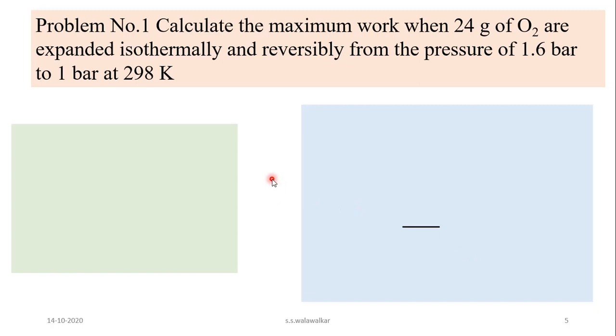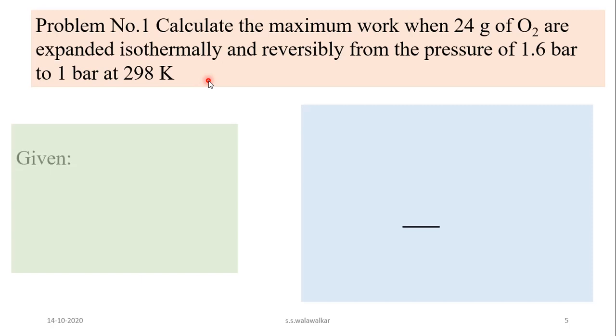This problem number 1 is from your textbook, from the exercise, an unsolved problem. Calculate maximum work when 24 gram of oxygen is expanded isothermally and reversibly from a pressure of 1.6 bar to 1 bar at 298 Kelvin.